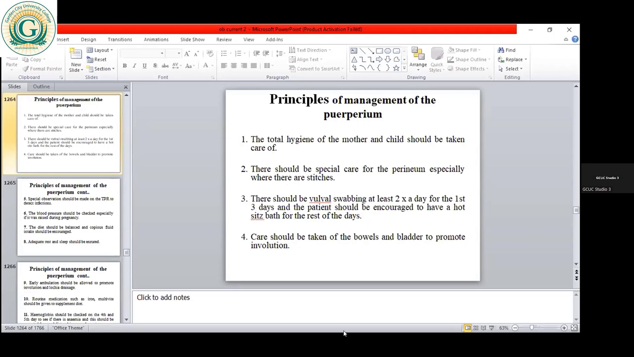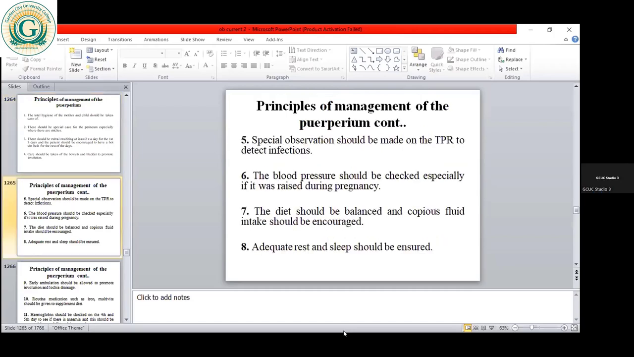The bowels and bladder are very, very important. You ask the woman whether she has attended nature's call, whether she has passed urine. Because sometimes after delivery, they don't go. The woman finds it difficult to pass urine because of pain, some bruising she has gotten as a result of delivery.